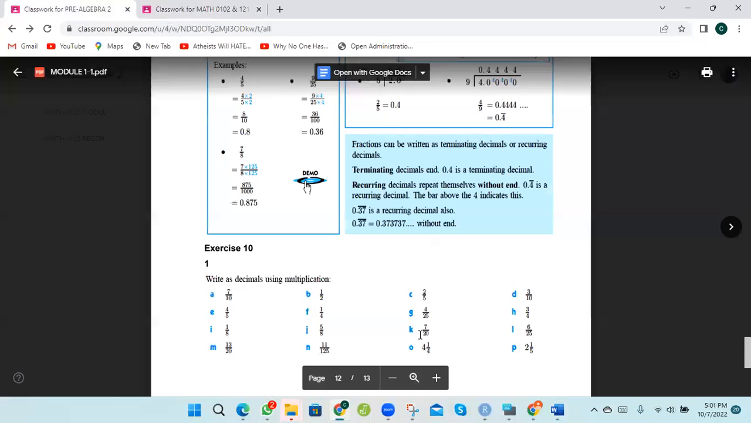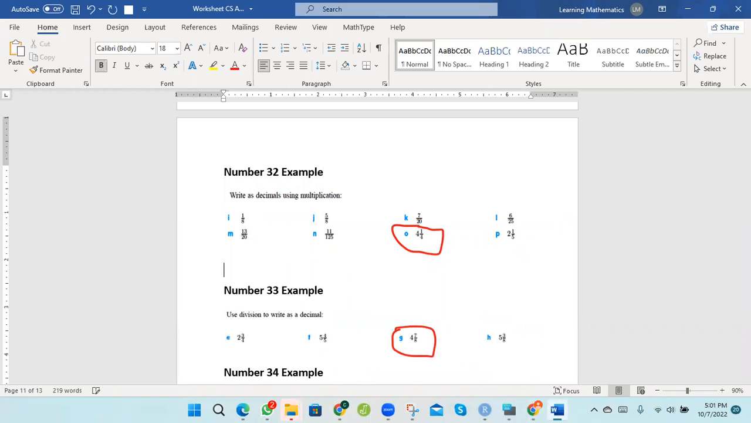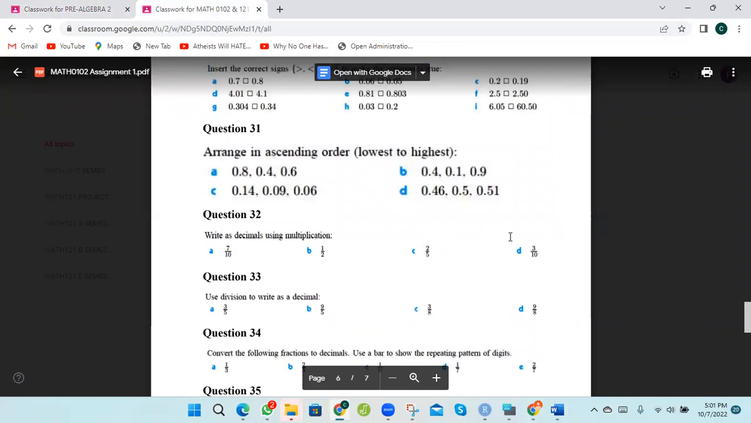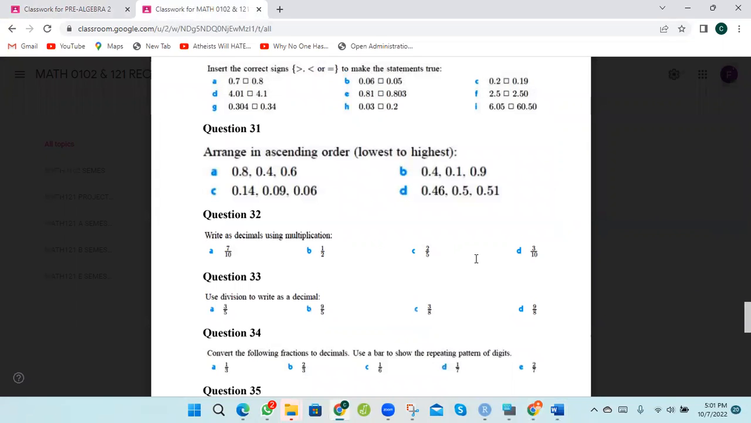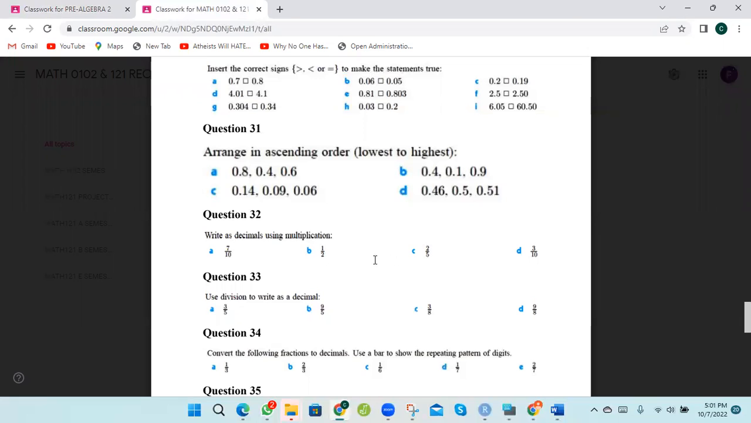So the first row. So we will look into the worksheet. I'm going to demonstrate using this one. Write as decimal using multiplication. So while I'm doing this, you can actually continue this with your questions in the assignment itself. Just 4 of them you've got to do. Write as a decimal using multiplication. So don't worry, even though before the other questions, you have not really done them yet, you can start at number 32. Okay, so please, at least part A, part B.